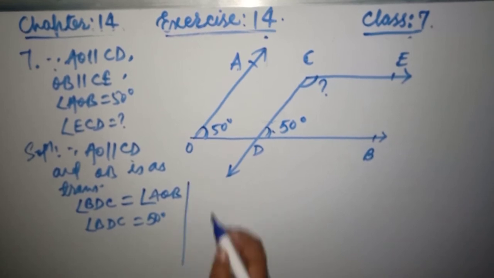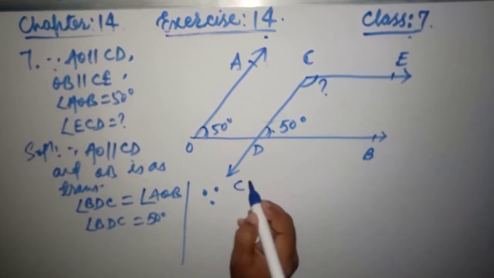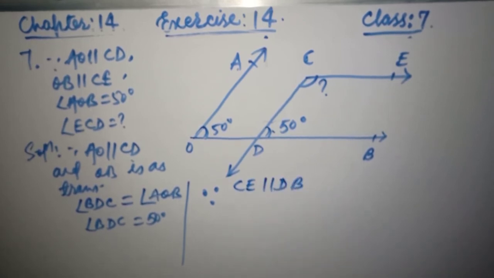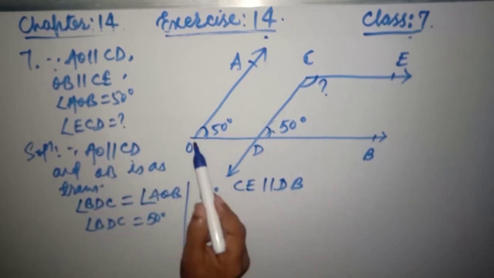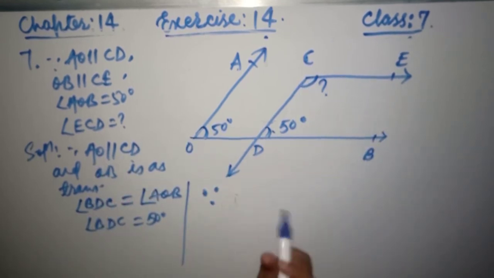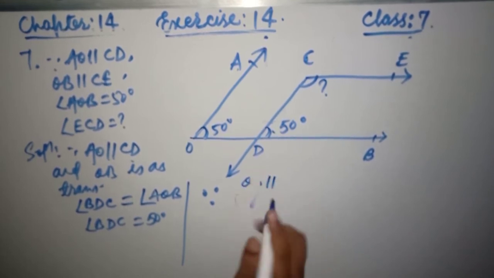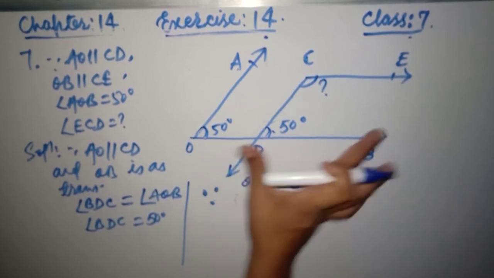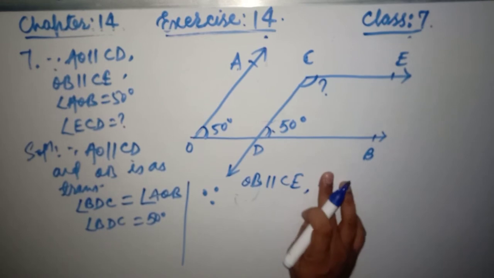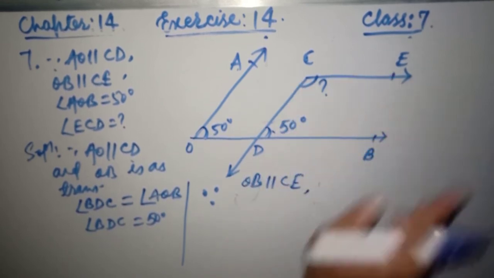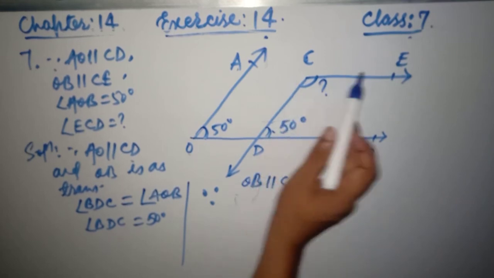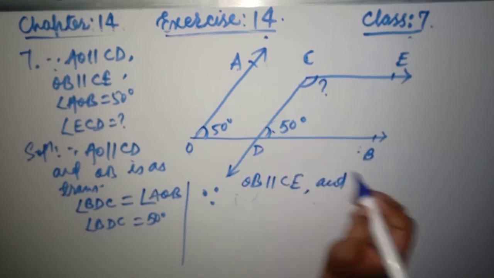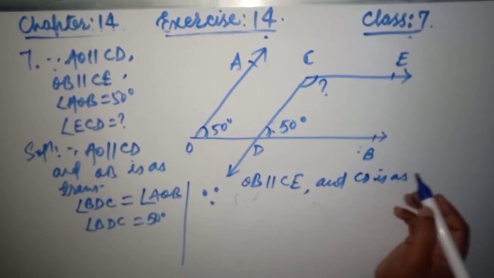Here, since CE is parallel to DB, because the given is OB is parallel to CE. Here friends, OB is parallel to CE. We can say friends DB is also parallel to CE, because OB is parallel to CE and DB lies along OB. And now friends, CD is the transversal.